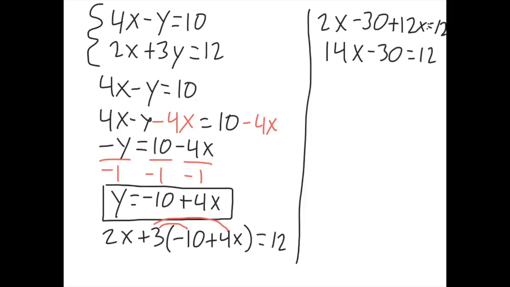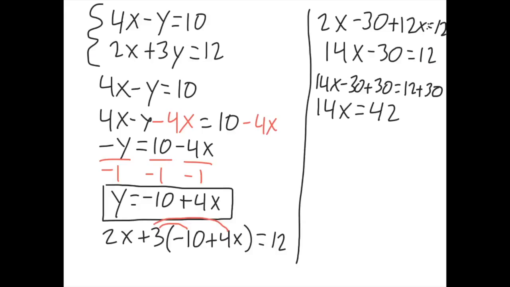Then we need to add 30 to both sides. So 14x minus 30 plus 30 equals 12 plus 30. Combine like terms again, we'll get 14x equals 42. Then divide both sides by 14. And that gives us x equals 3.